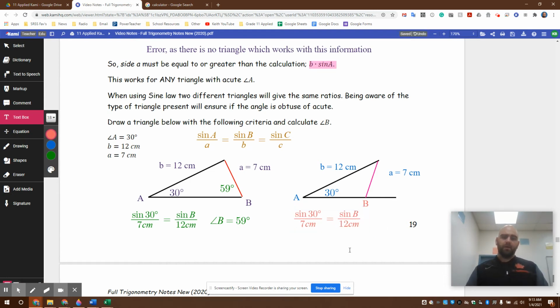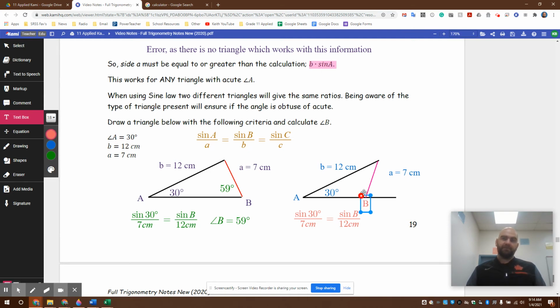I'm not going to bore you by going into the calculator, but you might see that this first one and this second one are exactly the same. So what do you think B is going to be? 59 degrees. If we put this into the calculator, we're going to get that angle B right up here is 59 degrees.